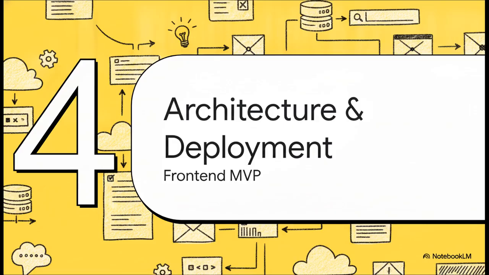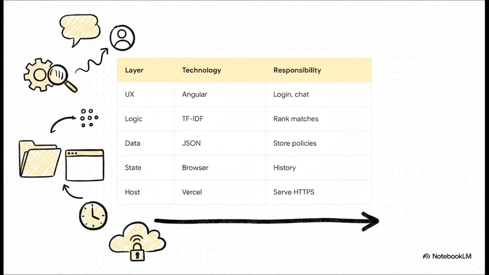Next up, part 4, architecture and deployment flow. In our current Angular architecture, you'll notice a very intentional separation of concerns. The user interface code, like the dashboard and chat, stays distinctly separated from the TypeScript search logic, the local JSON data assets, and the browser's local storage. This was a core lesson we learned during development. It makes the application highly maintainable, ensuring that if we update the policy content, we don't have to completely rewrite the search logic.